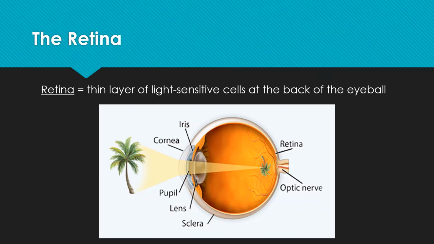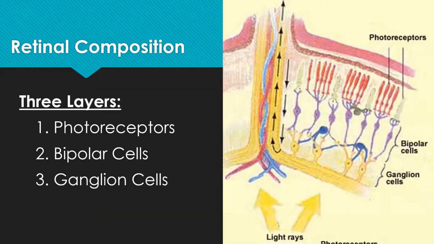Now, once luminous objects shoot light into your eye, or non-luminous objects reflect light into your eye, the light goes directly to the back. It goes to a thin layer of light-sensitive cells known as the retina. The retina consists of 3 layers. The top layer, or the layer that light actually reaches first, consists of photoreceptors.